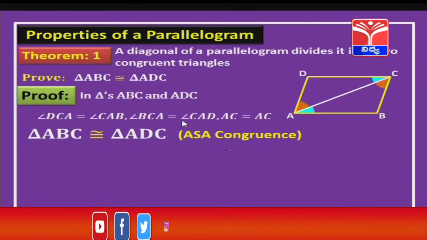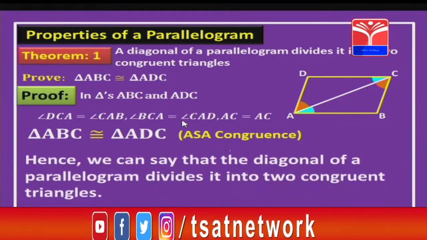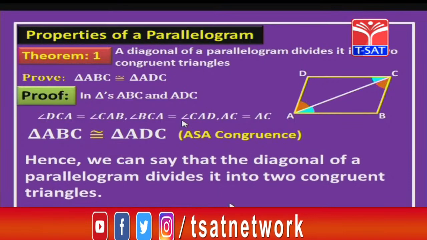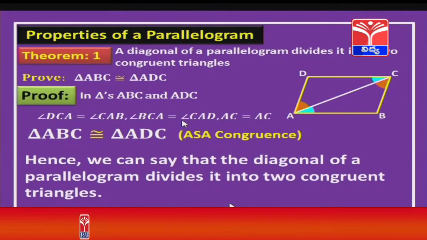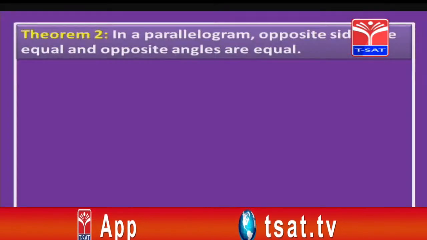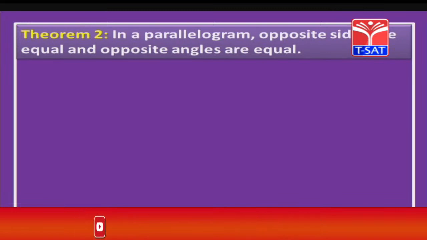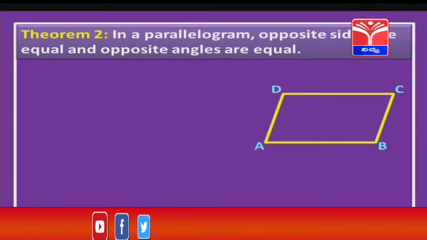So, I can say that the diagonal of a parallelogram divides it into two congruent triangles. Okay. Now, let us move on to our next property. In a parallelogram, opposite sides are equal and opposite angles are equal. So, again let us consider parallelogram ABCD.